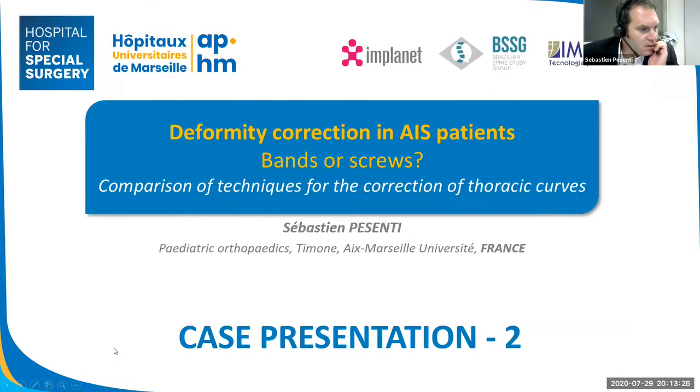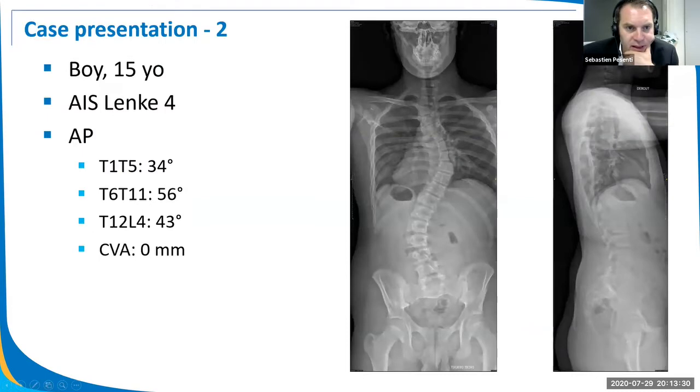Okay, so the second case that I've prepared is a boy of 15 years old. He has a Lenke 4 curvature, or maybe a 3, with two main curvatures, one in the thoracic area of 56 degrees and one in the lumbar area of 43 degrees. The upper thoracic spine is deformed as well, with a rotation and a curve of 34 degrees.